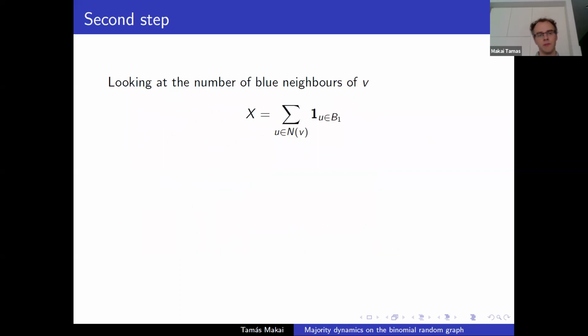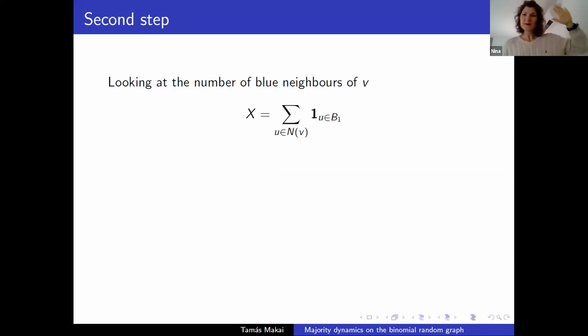Okay, so now that we know how the neighbors of V behave, and recall that because the previous probability didn't actually care about the initial color of U and V, this holds uniformly for every neighbor of V.